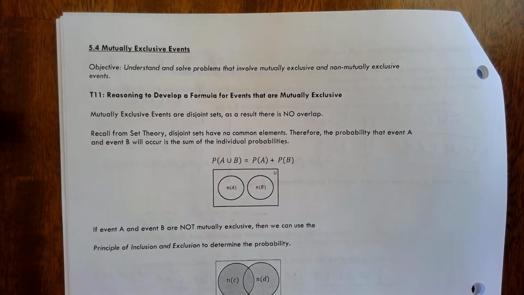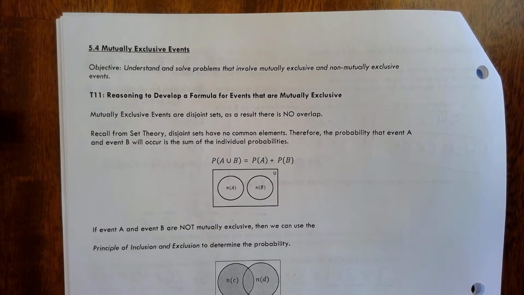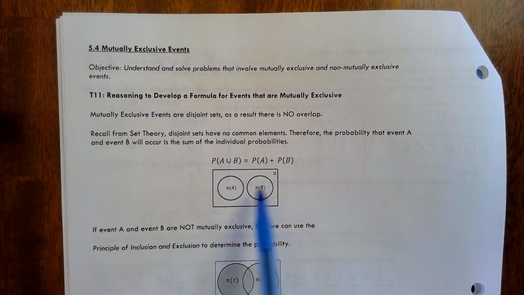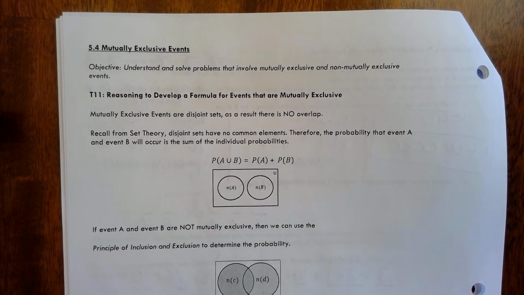Hi people, today we're going to work on 5.4 mutually exclusive events. So just a reminder, mutually exclusive events are disjoint sets, as in they have two circles that are separate from each other, there's no overlap, and the two things can't happen at the same time. So there's not that overlap piece.